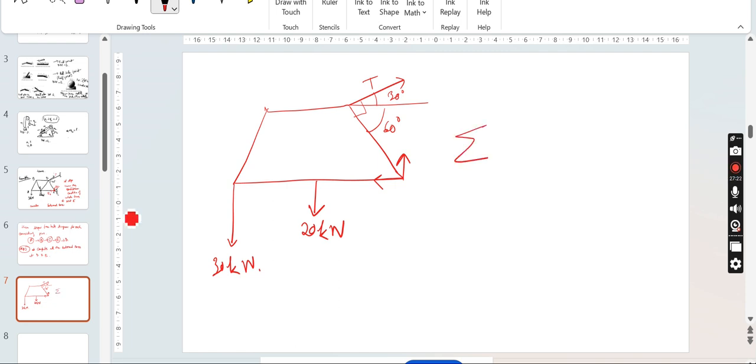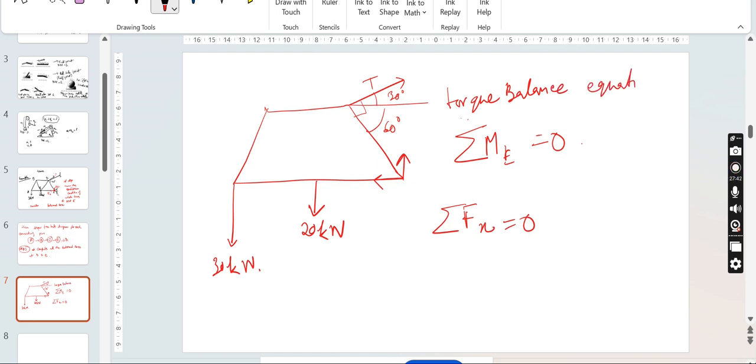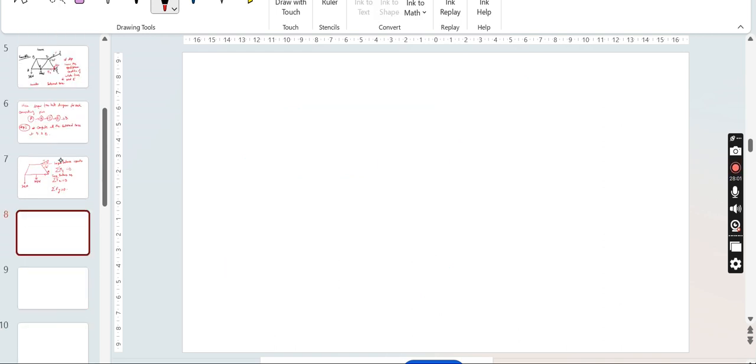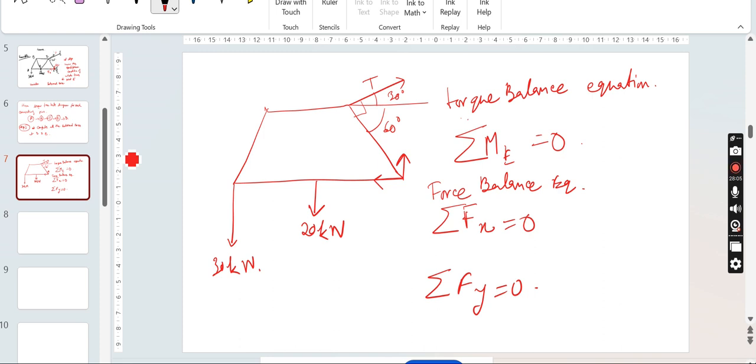So first, all the torque should be 0, that is, the summation of torque about E should be 0. Then the force balance equations: Fx should be 0, and Fy should be 0. For torque balance, we are calculating the torque from the point E. So from the point E, what are the torques?